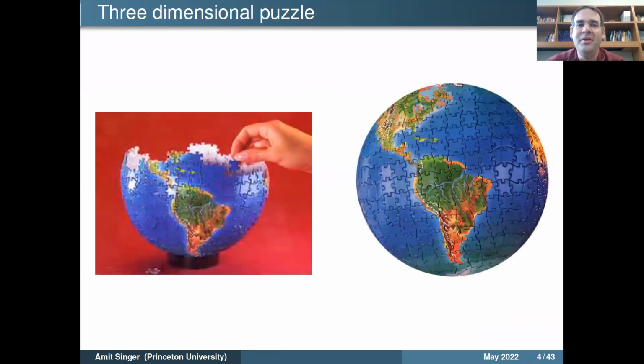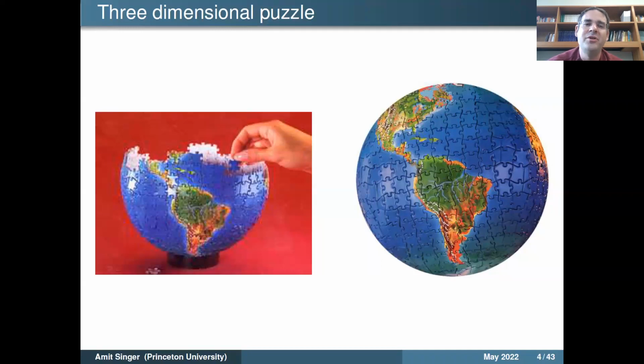Now you can think about this problem, for those who, as kids, liked to solve jigsaw puzzles, as a three-dimensional puzzle, where every piece of the puzzle corresponds to a projection image, and the location of the piece on the globe is associated with the viewing direction at which we would look at the molecule.